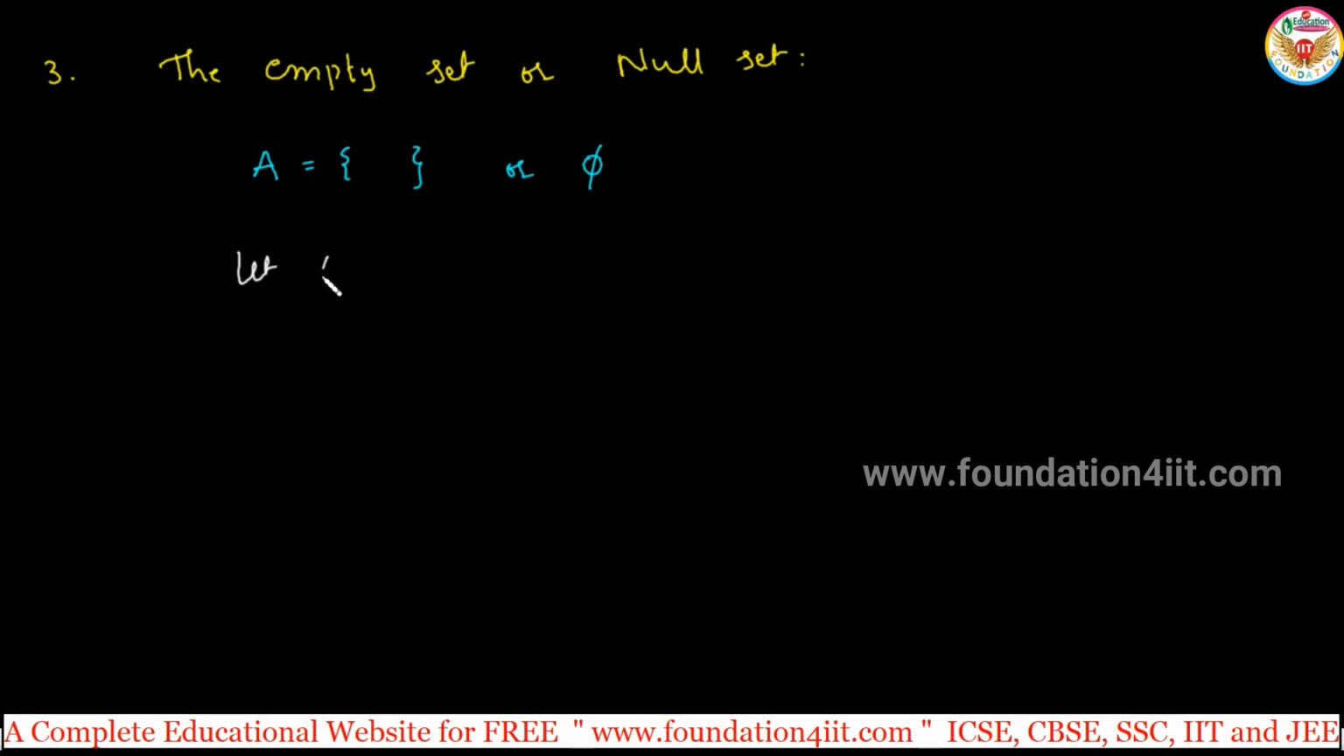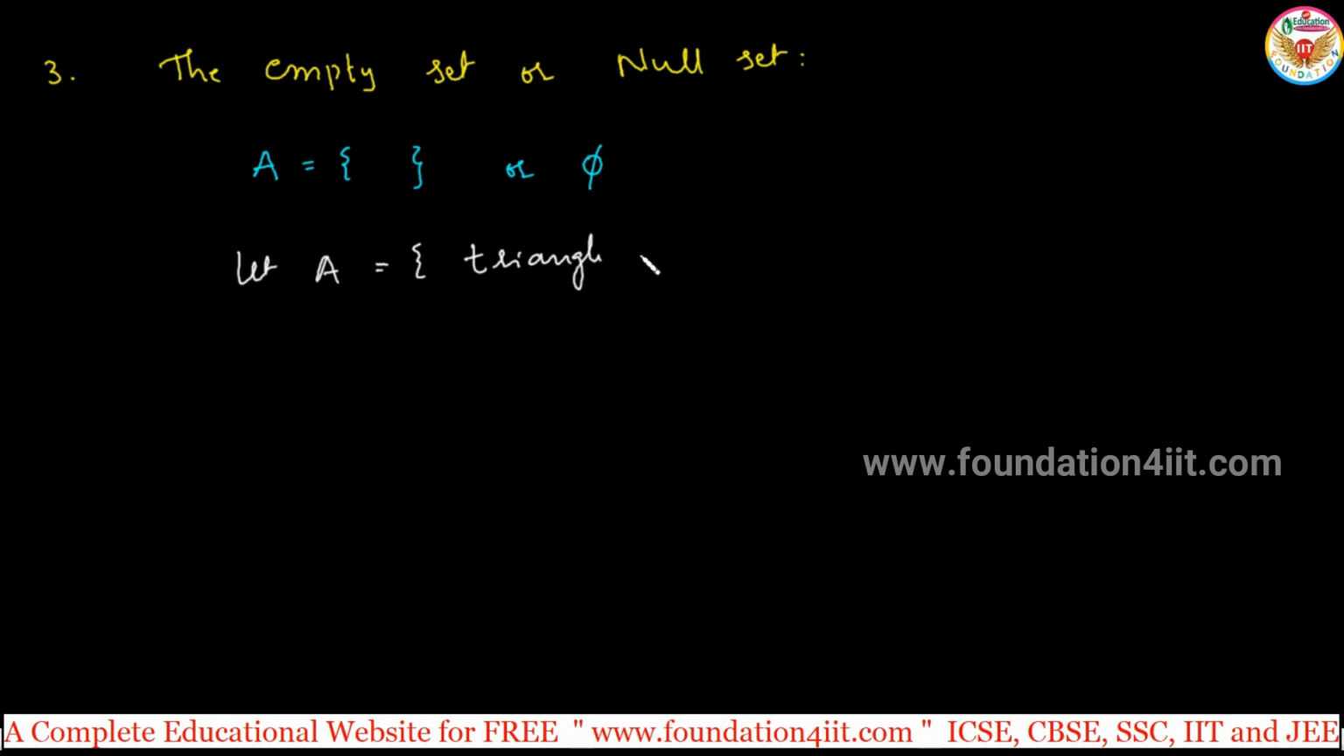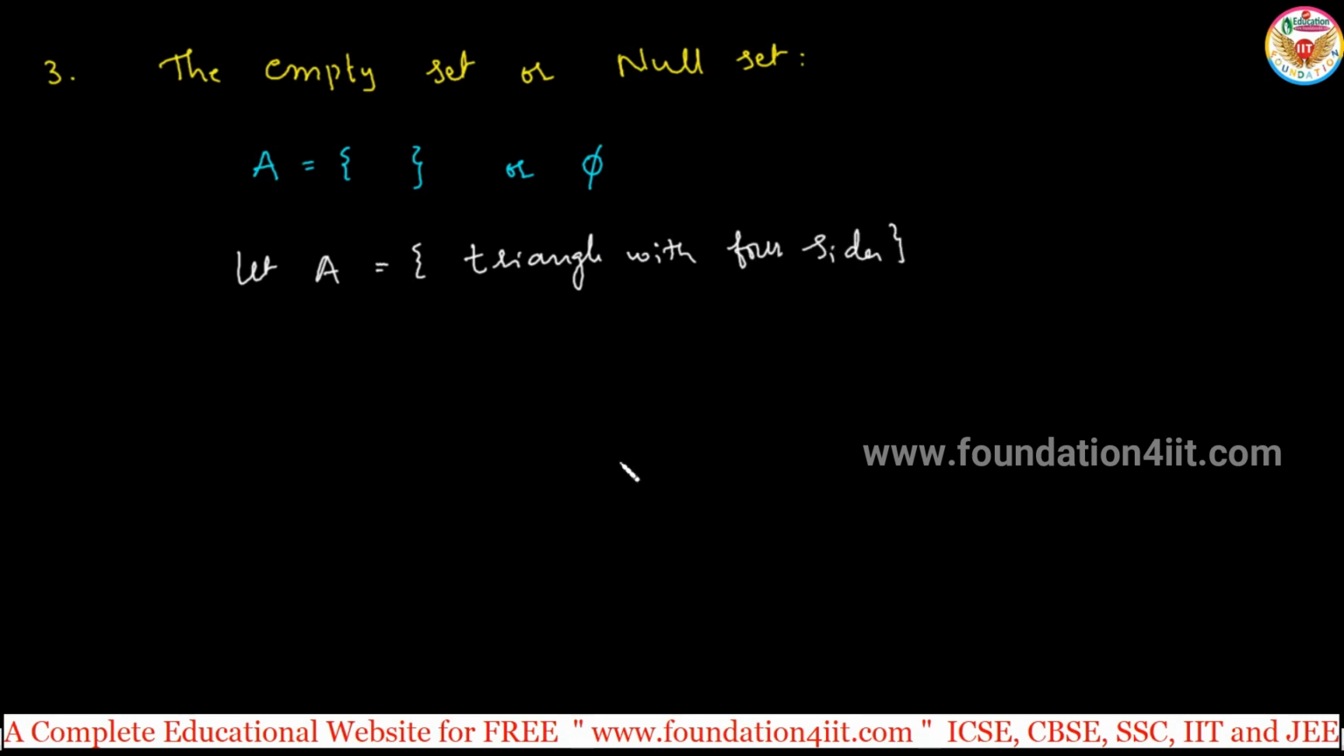Let A is equals to triangles with four sides. I took an example, description method, triangles with four sides. Is it possible? Triangle is having only three sides, right? So it's four sides. So it is an empty set.